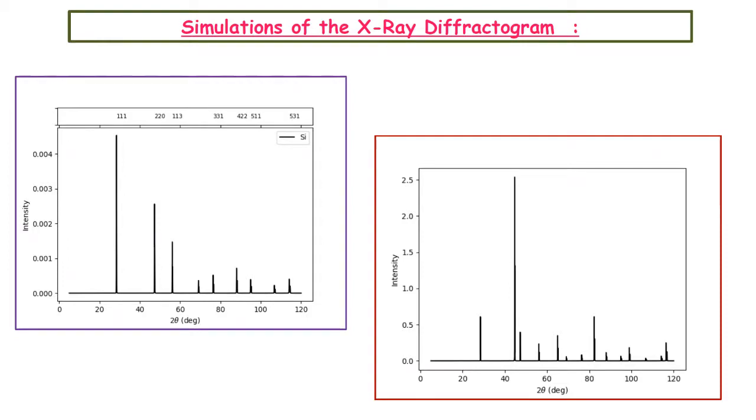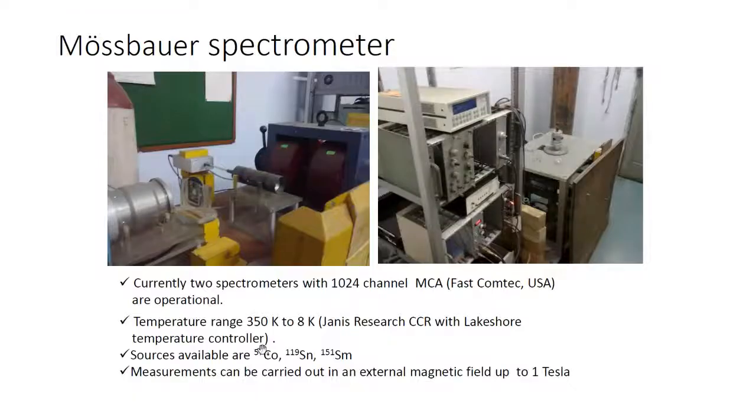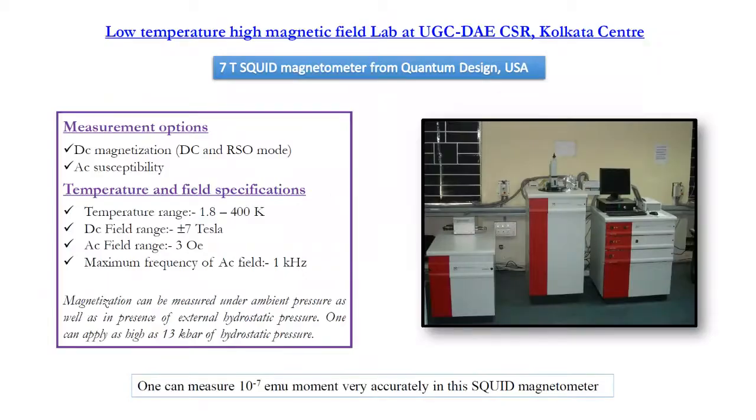We have a Mossbauer spectrometer, which is now back and is going up and running. It also has a low temperature facility, so you can do an honest to goodness Mossbauer spectroscopy. Nowadays, it would be blasphemous for me to talk of material science without talking about low temperature, high magnetic field facility. So we do have a 7 Tesla SQUID magnetometer, and magnetization can be measured. And they tell me they have added a pressure cell. So pressure is one more.